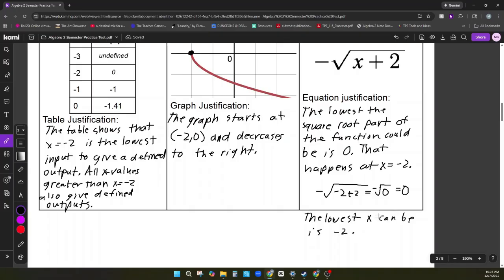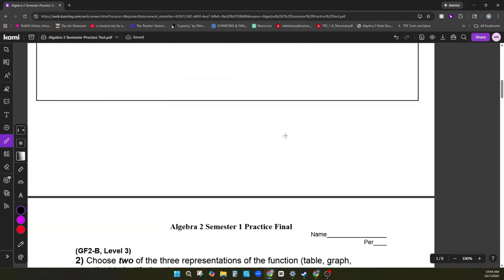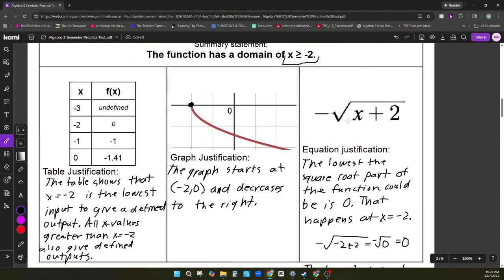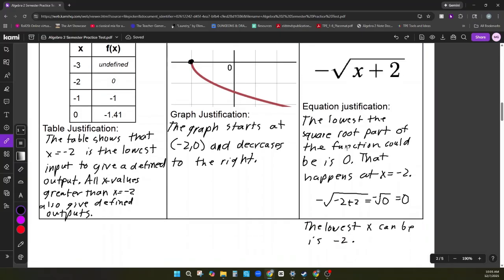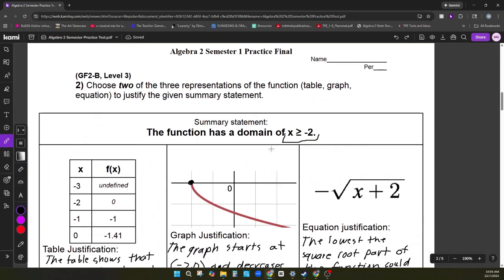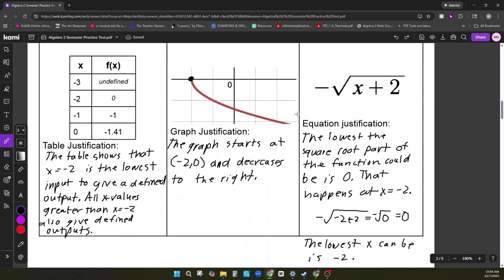That's because if I put anything less than -2, then, excuse me, I'm scrolling way too far up. If x is less than -2, then the inside would be negative. If I put in -3, -4, -5, the inside of my radical will be negative, and I'll get an undefined answer. But once again, I'm talking about values lower than -2 not working in my function, which of course relates back to my summary statement. So that is the expectations and what I'm looking for in number 2.